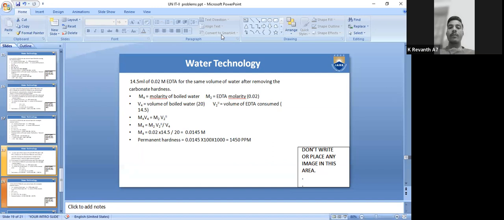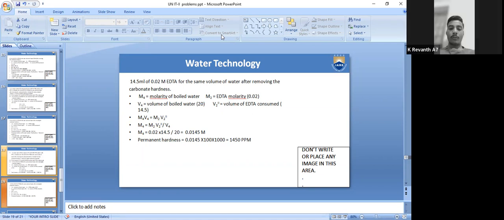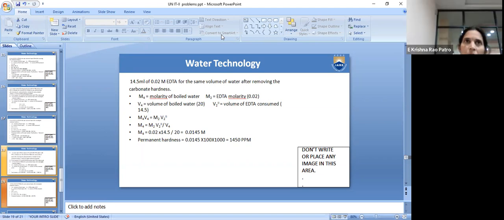Now tell me M3. M3 is M2 V2 dash by V3. Now the M4 formula: M2 V2 double dash by V4. These 4 you have to remember for EDTA problems.